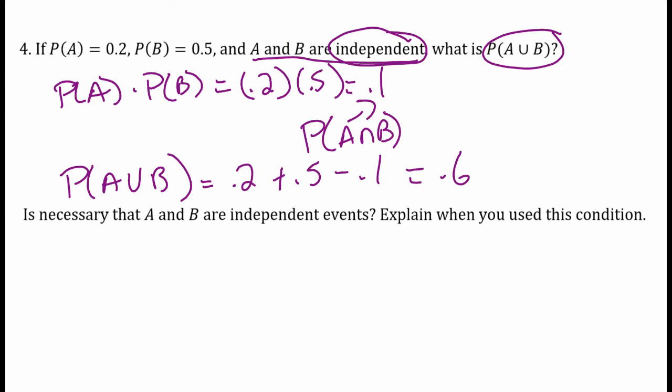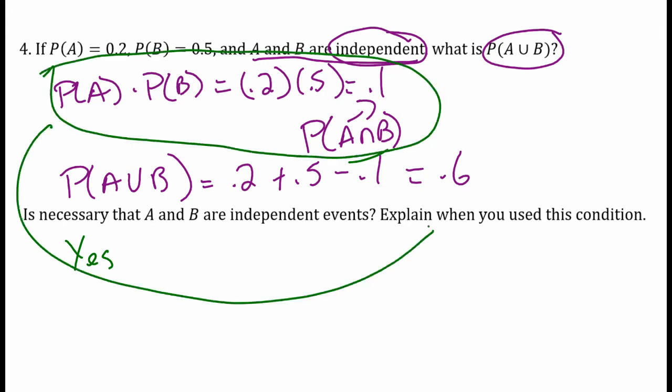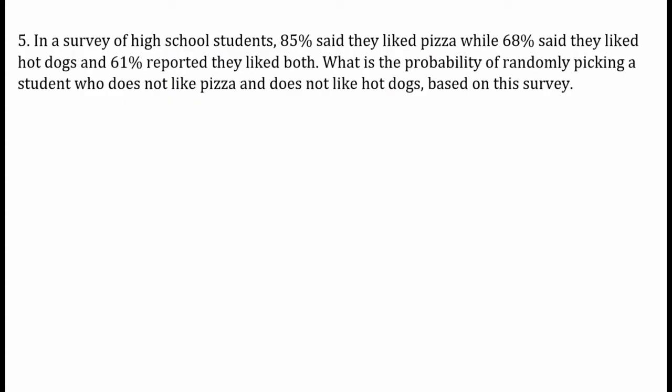Is it necessary that A and B are independent events? Explain when you use this condition. For this problem, it is. Otherwise, you wouldn't have been able to do it because you wouldn't have known about the intersection. Yes, knowing they were independent let us know that we could find the and probability. We used it right here, to find the and probability. Because they were independent, we can multiply them together and get the and. Then we just use the little rule, A plus B minus the intersection.